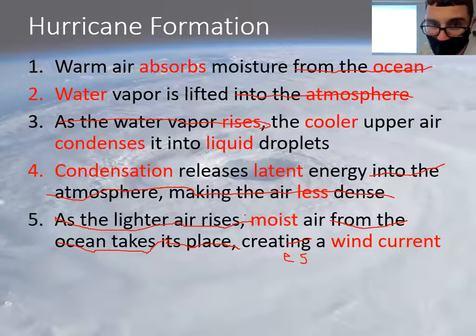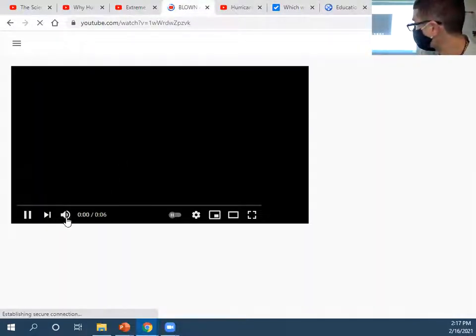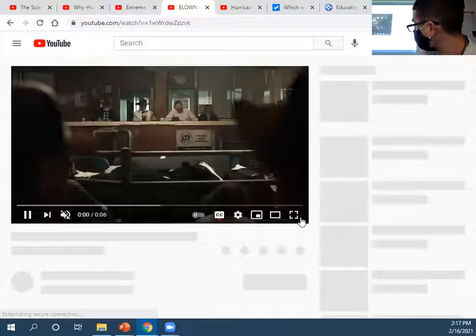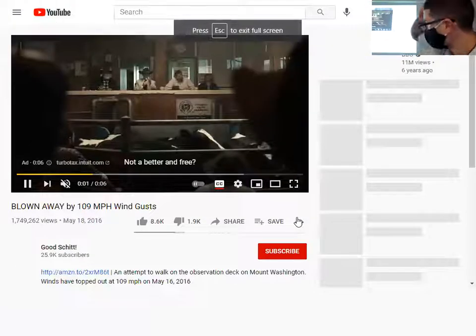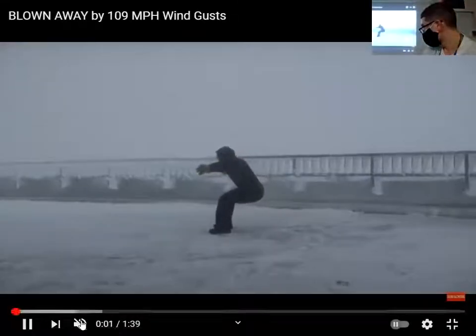Before we call it a day, let's go ahead and take a look at one last video, kind of all about Hurricane 101. Just so you guys can see this, if you were to be walking around in a Category 2 hurricane, this is what essentially it would look like. Okay, so just to walk around in 109 miles per hour, that's a Category 2. This is what it looks like.